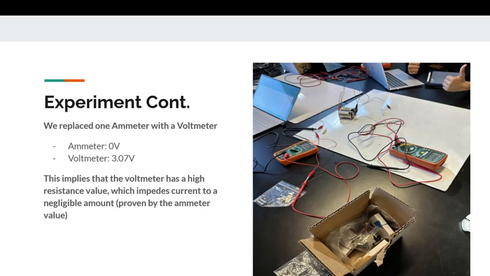In the second part of our experiment, we replaced one ammeter with a voltmeter by simply flipping a switch. From our readings, we found that the ammeter read a value of 0, while the voltmeter read a value of 3.07 volts. This implies that the voltmeter has a high resistance value, which impedes current to a negligible amount, proven by the ammeter reading 0.